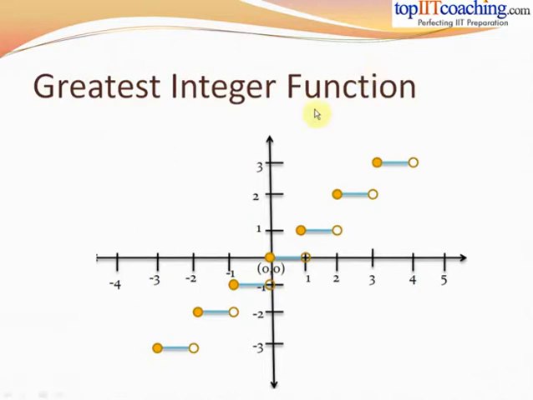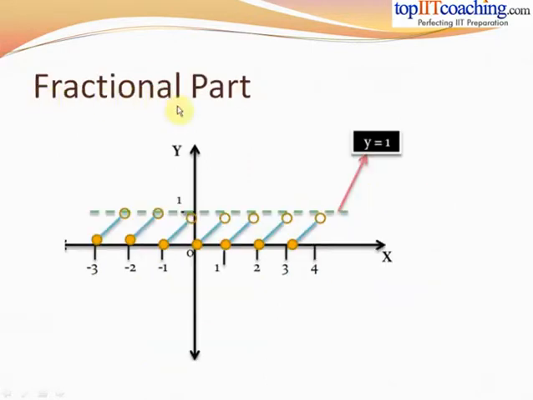Now we have already seen the graph of the greatest integer function. So when x lies between 0 and 1, the value is equal to 0. When it lies between 1 and 2, the value is equal to 1. When it lies between 2 and 3, then the value is equal to 2. Similarly, if x lies between -1 and 0, then the value is equal to -1. If x lies between -2 and -1, the value is equal to -2, and so on. Thus, the graph of the greatest integer function looks like a staircase. Next is the fractional part.